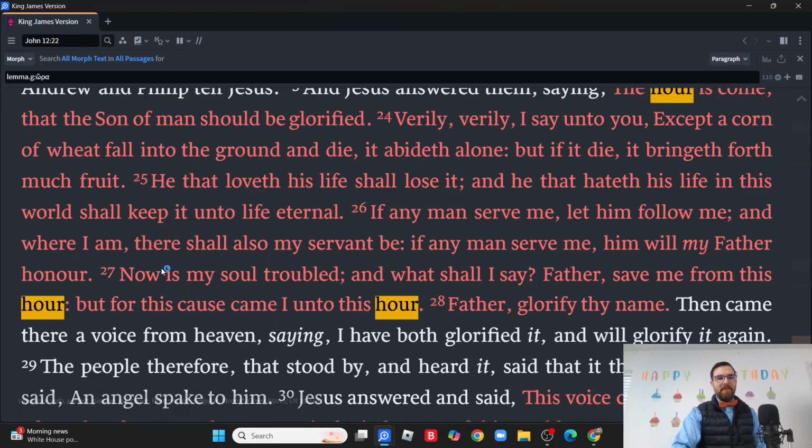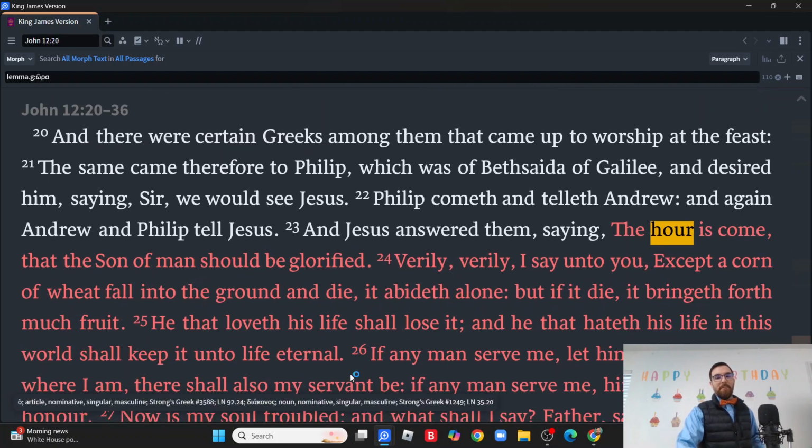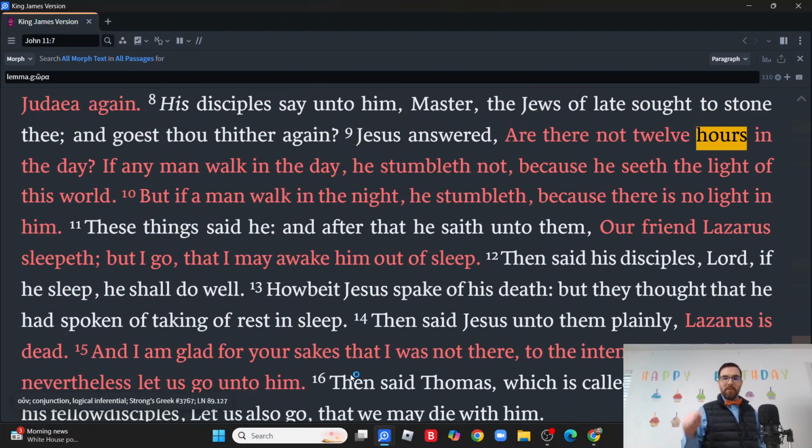Father, now is my soul troubled, and what shall I say? Father, save me from this hour, but for this cause came I unto this hour. Father, glorify thy name. So he's talking about a specific time, right? The hour is come that the Son of Man should be glorified. Verily I say unto you, except the corn of wheat fall to the ground and die, it abideth alone. But if it die, it bringeth forth much fruit. So now he's talking about the time when he's going to be crucified. But John is pointing towards that his whole book.